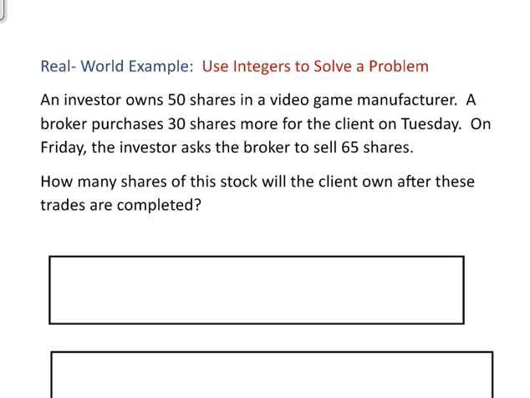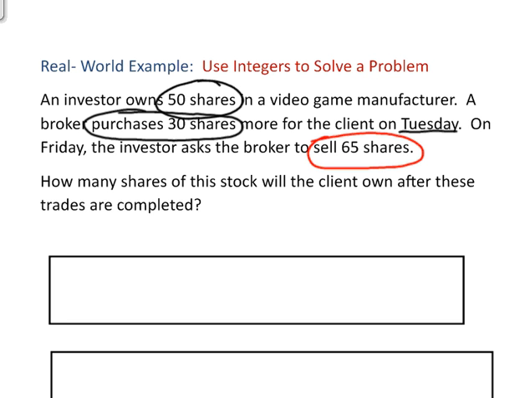Real world example here. An investor owns 50 shares of a video game manufacturer. A broker purchases 30 more shares for him on Tuesday. On Friday, the investor asks the broker to sell 65. How many shares will the client own after the trades are complete?